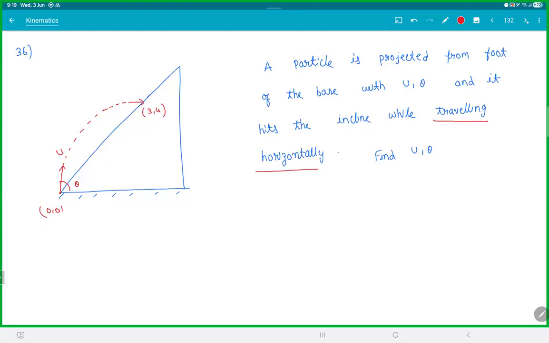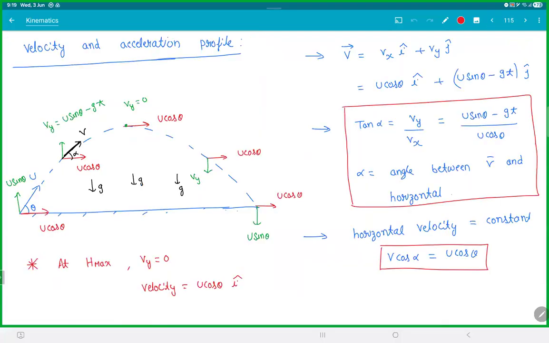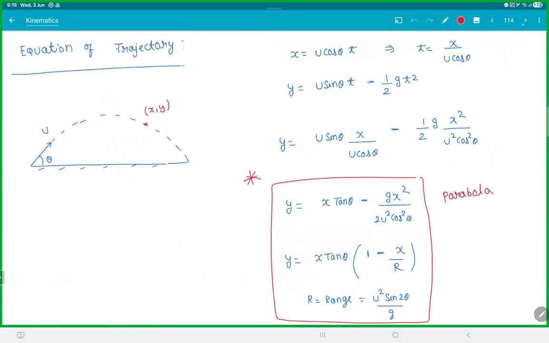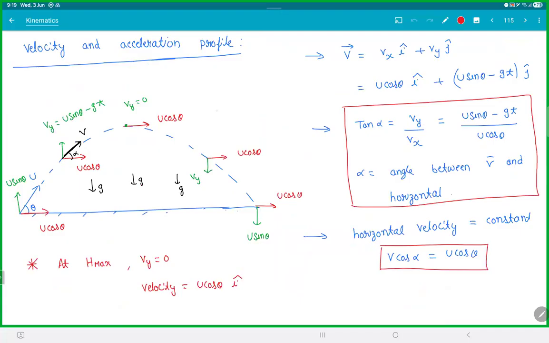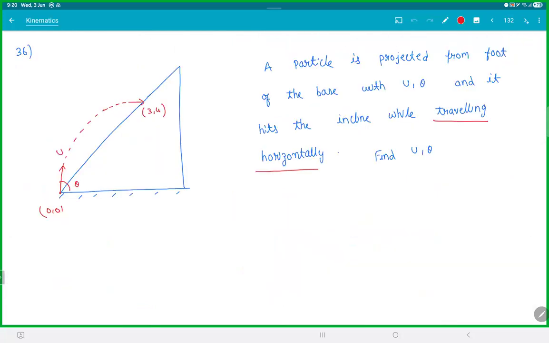Ask yourself, when you throw a particle in a projectile motion, at which point will it travel horizontally? In the entire projectile motion, there is only one position where you travel horizontally. Go back to the velocity profile. Look at this. In this entire motion, there is only one point when you travel horizontally, at h max. So indirectly, they're telling you 3 comma 4 is your maximum height. Got it? And once you know that, then you can solve. Now get me an answer. It's just a matter of solving.